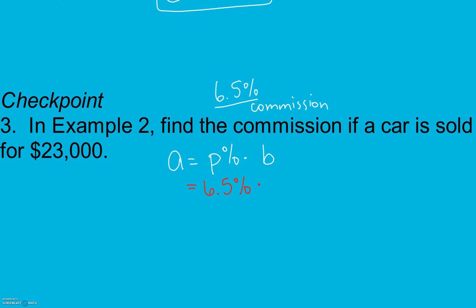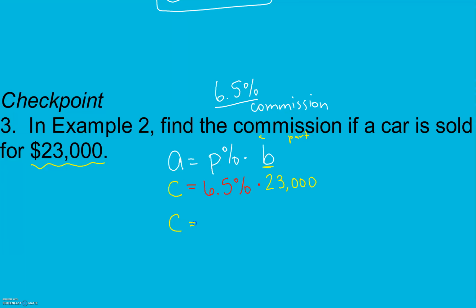We need to figure out, is this 23,000 our part or our base? And here it says a car is sold for $23,000. So that entire $23,000 has to go to the dealership who bought the car, has to go to all the people they have to pay, has to go for the commission and the profit for the dealership. So that's going to be our total, $23,000. That's our base cost. That's our total price. And we're looking for the commission, which is just a part.